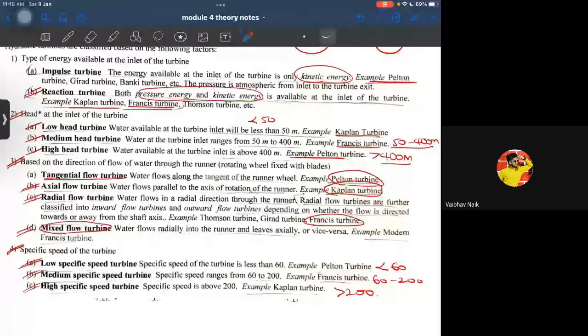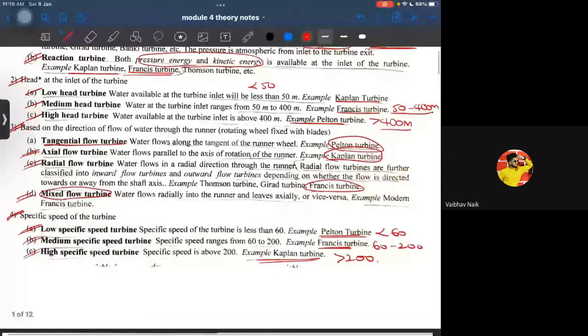Less than 60 is low specific speed, 60 to 200 is medium, above 200 is maximum, that is high specific speed turbine. So the example for low is Pelton turbine, medium is Francis, and high is Kaplan. So please do remember all the examples we have put in the classification, if you want to answer the classification of the turbine.